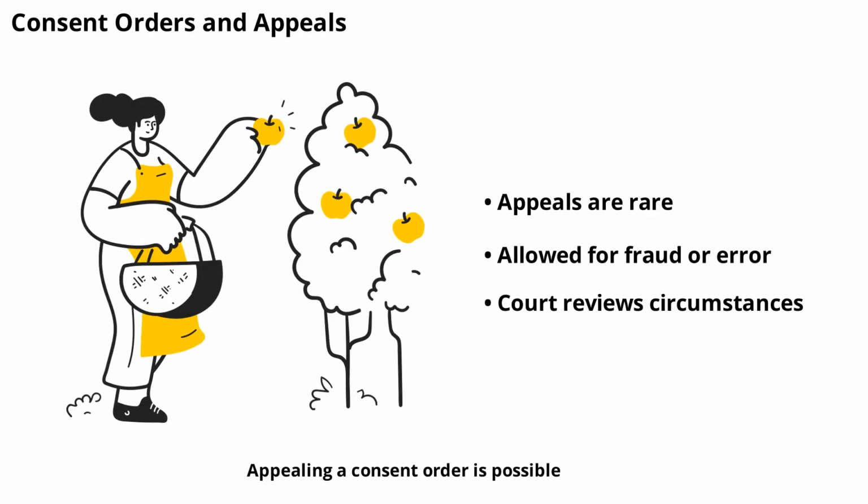Appealing a consent order is possible, but it's usually difficult since both parties agreed to the terms. Appeals are generally only allowed if there was fraud, duress, or a significant legal error. The court will review the circumstances carefully before deciding whether to overturn the order.